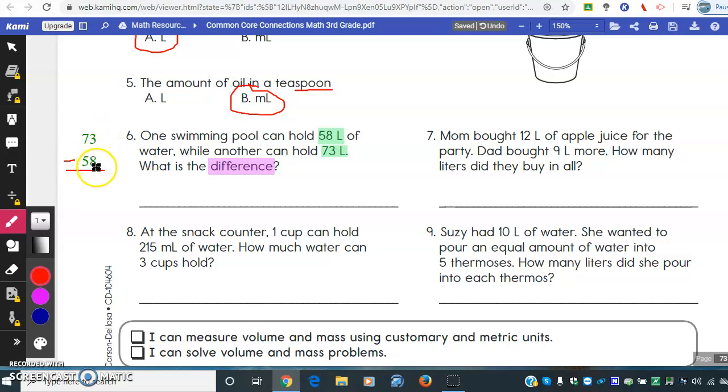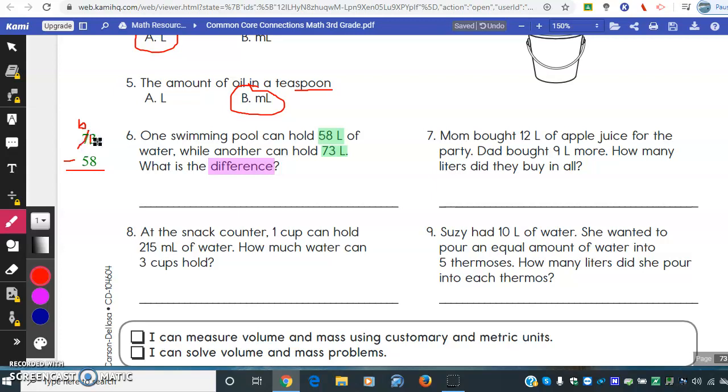73 minus 58. Starting in the ones place, we're going to do 3 minus 8, and I don't want you to tell me 5 because no, it is not. 8 minus 3 is 5, but not 3 minus 8. For this one, you're right. Go next door. Get 10 more. Borrow a 10 from over here and put it right here.